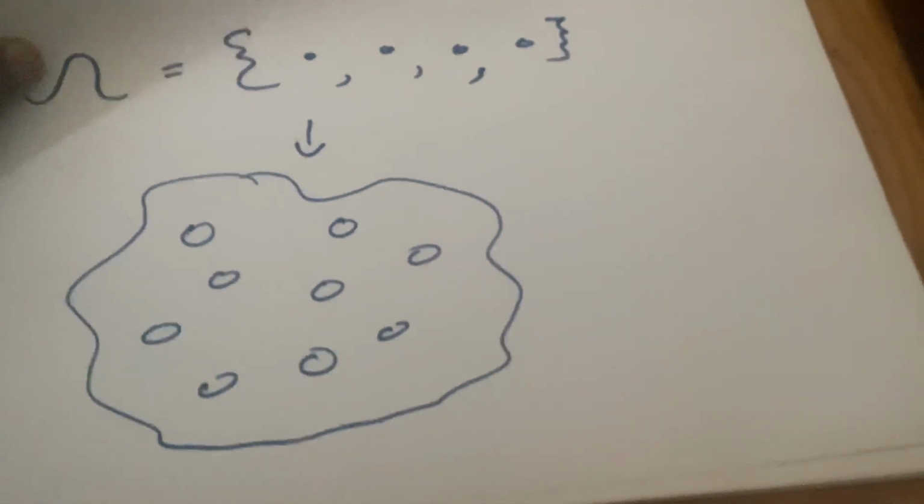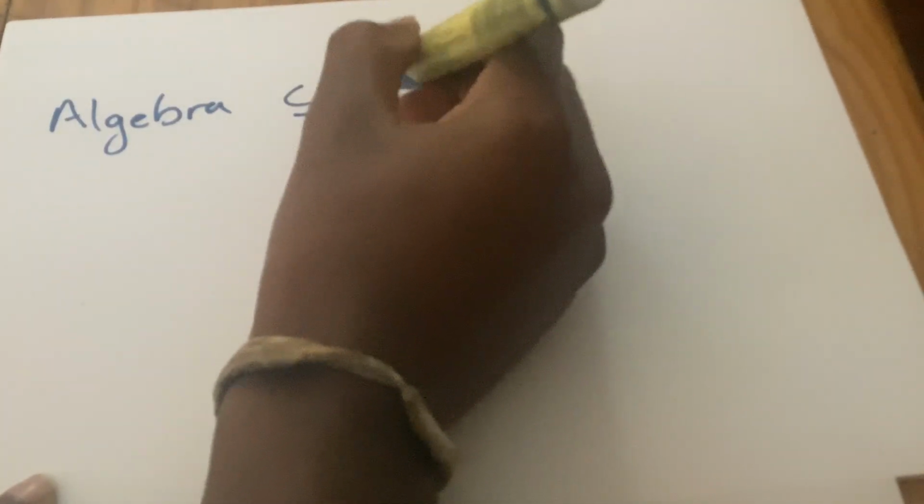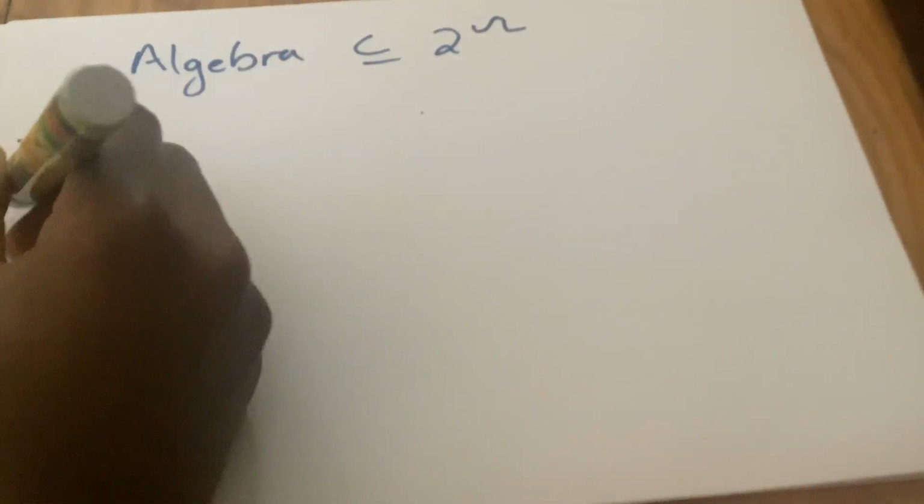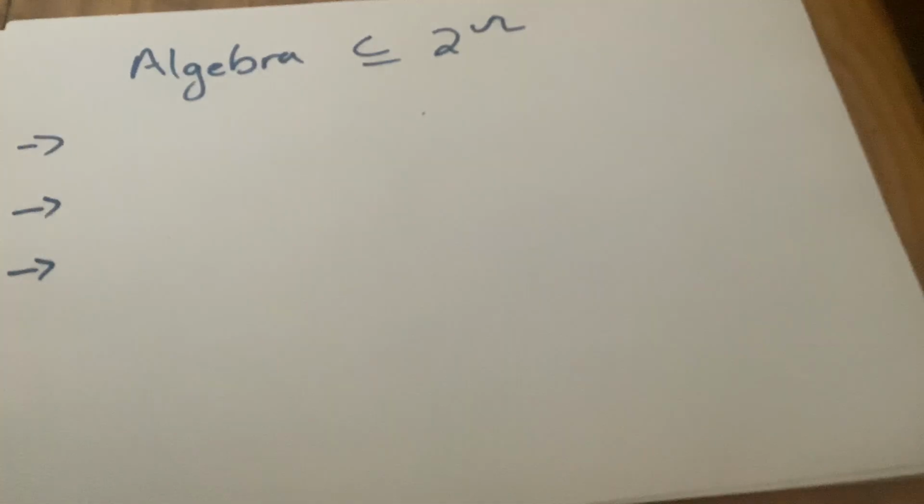So from the set omega, we will go on to what we call an algebra. So what is an algebra? Well, an algebra is a subset of the power set that satisfies three conditions, which we'll now list.